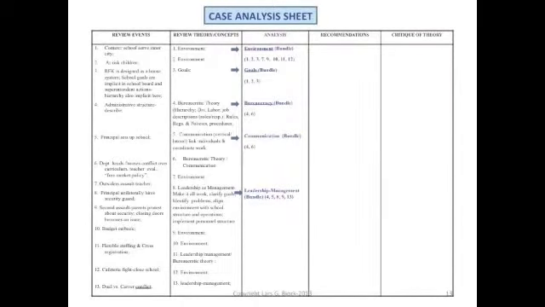This slide shows you how to bundle events and align them with relevant theories. If you look at the column under Analysis, we have Environment, Goals, Bureaucracy, Communication, and Leadership or Management.